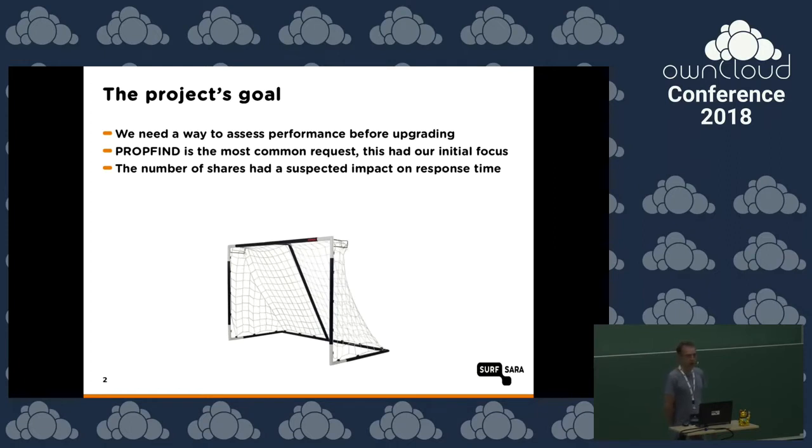We also know that the PROPFIND is the most common request that we encounter. We have between 5,000 and 5,500 active users. Most of them are running the sync client. So in any minute, that's 10,000 PROPFINDs that we have to handle. Of course, when they make some changes, other stuff happens, but the PROPFIND happens all the time. So we focused on that specifically.